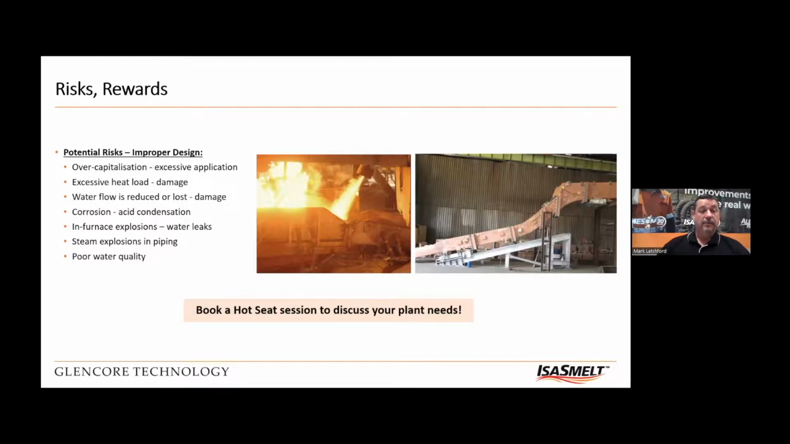You want to avoid in-furnace explosions due to water leaks, and you want to avoid steam explosions in piping. You also want to avoid improper water quality because that can deteriorate performance and create problems, including safety problems.